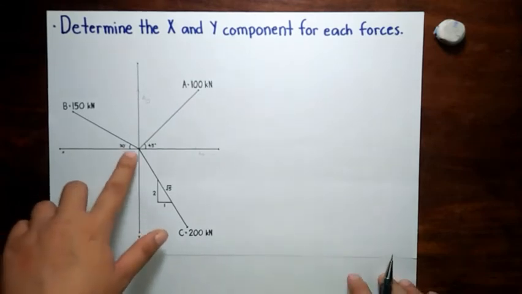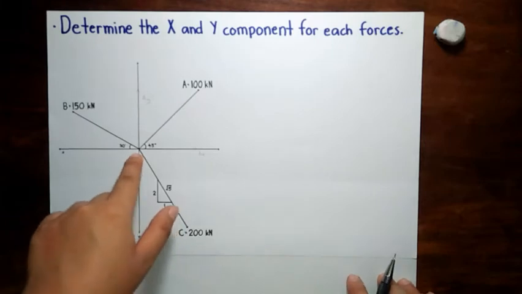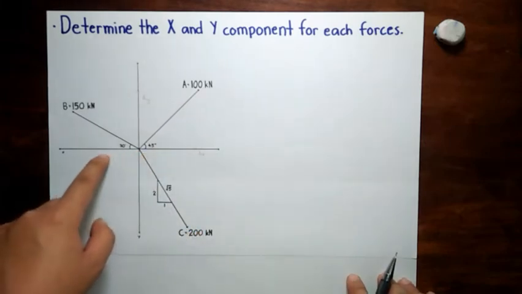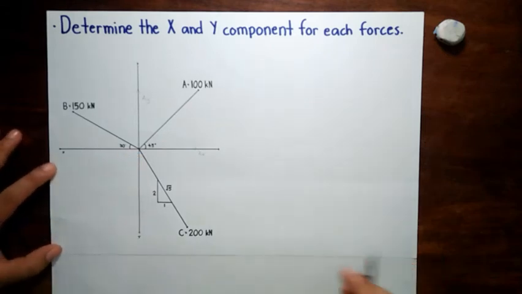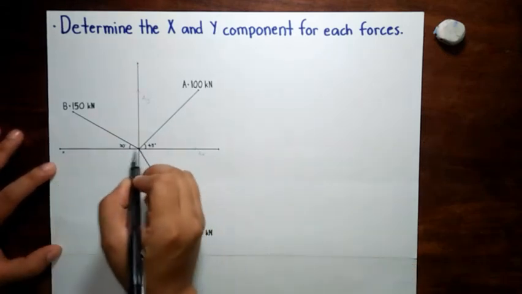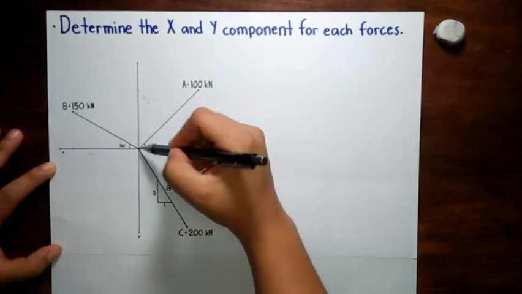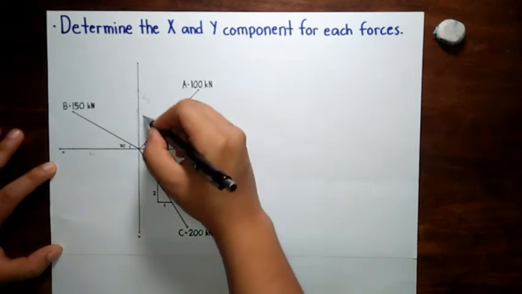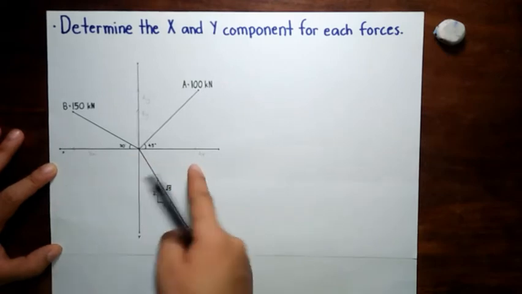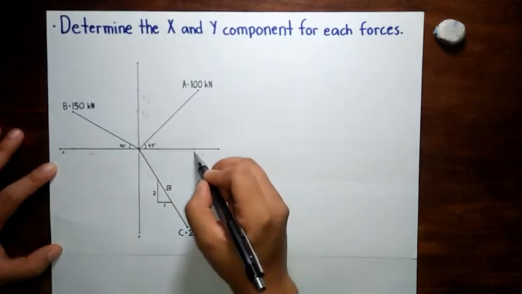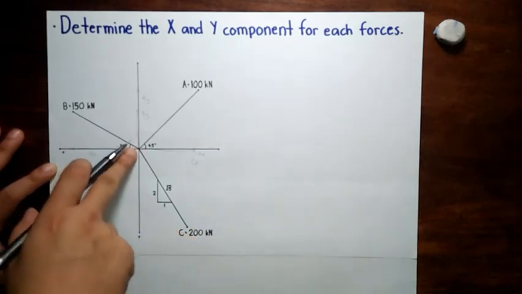B is upward to the left with a load of 150 kN and an angle of 30 degrees with respect to the x-axis. Its horizontal component is horizontal to the left, that's BX, and its vertical component is upwards also, and that's BY. And for the force C, that is downwards to the right, and its horizontal component is to the right also, CX, and the vertical component is downwards, CY.